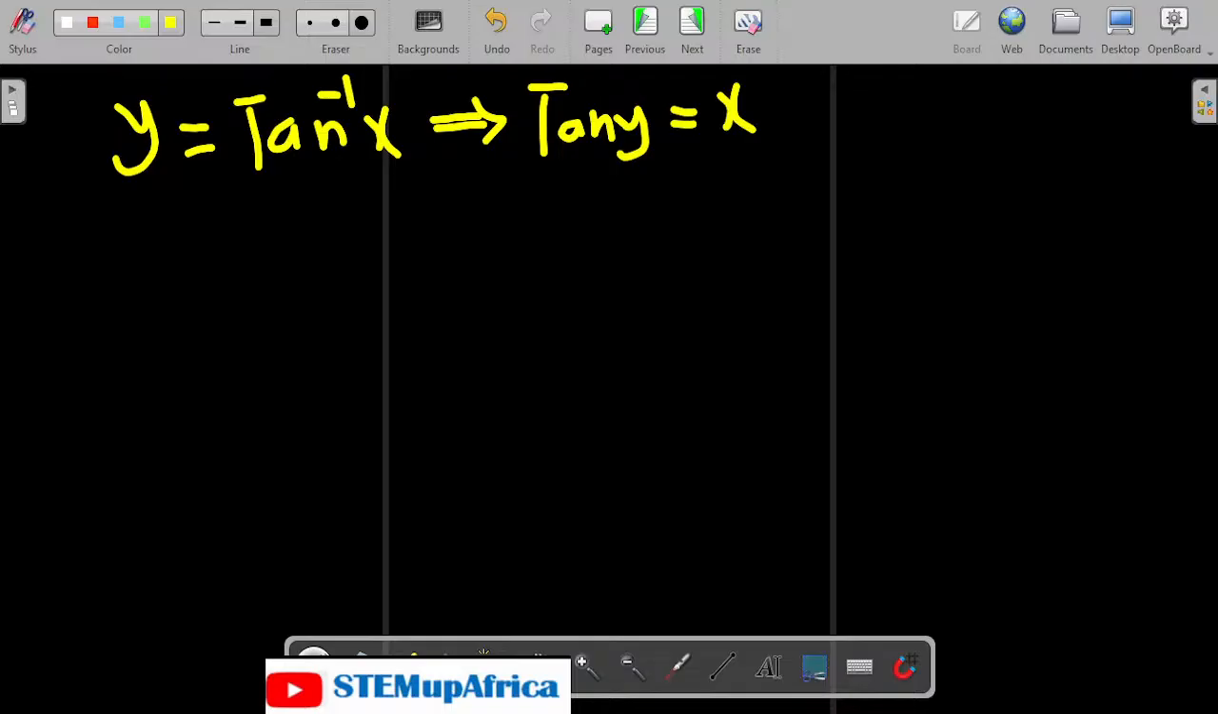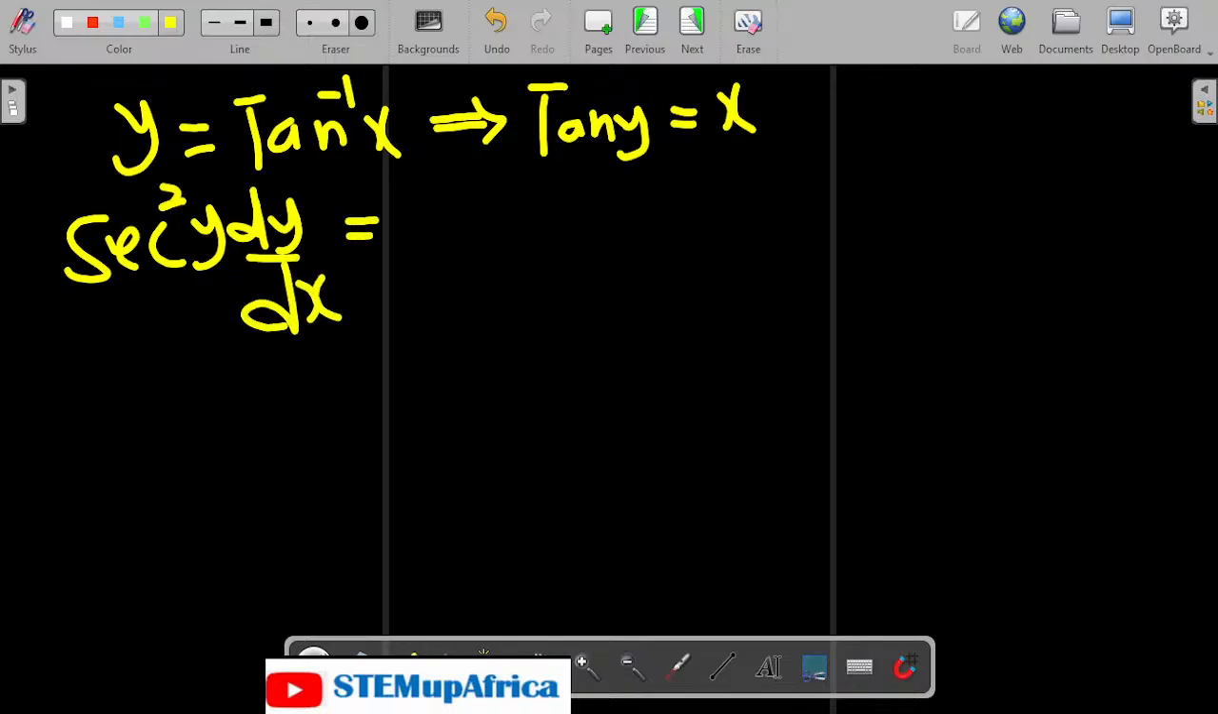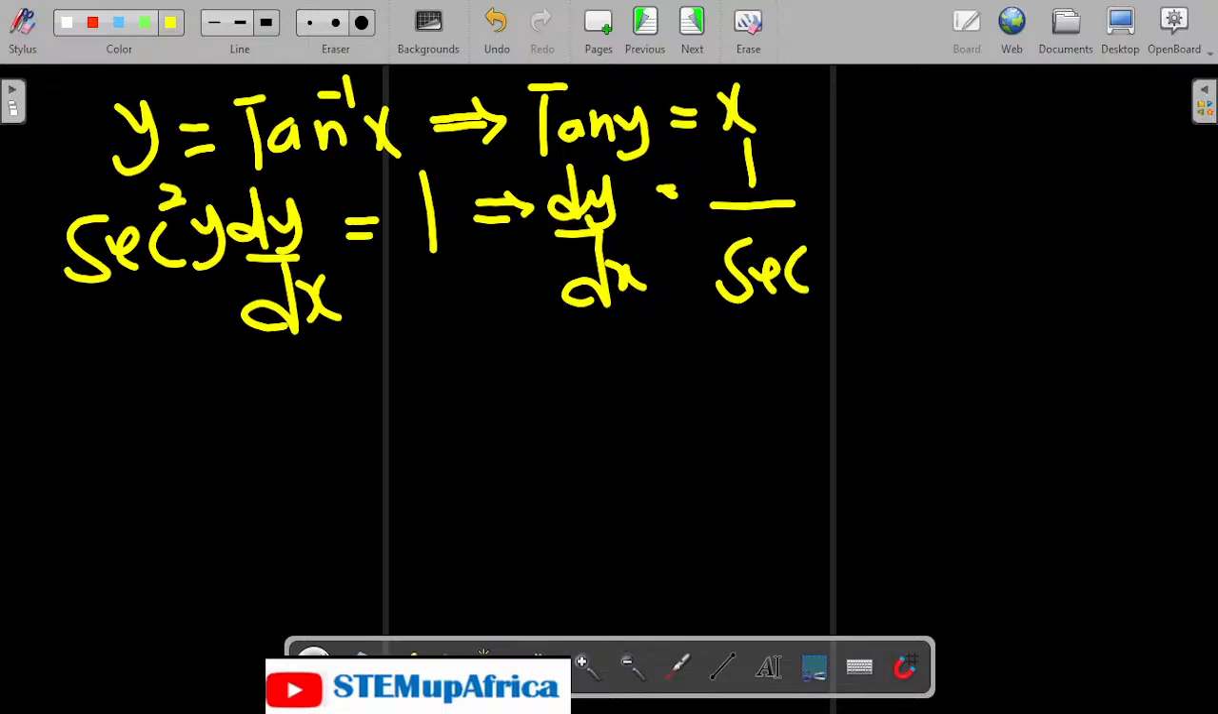So I'll differentiate the left-hand side and also the right-hand side. If I differentiate tan, it will give me sec square y dy over dx. Then if I differentiate x, I have 1. So what we are doing here is applying implicit differentiation, and when you differentiate y, you add the dy dx. So this implies that dy dx is equal to 1 over sec square y.